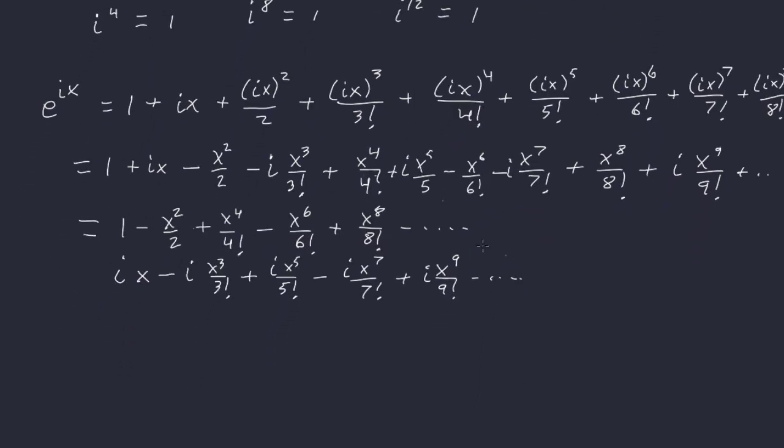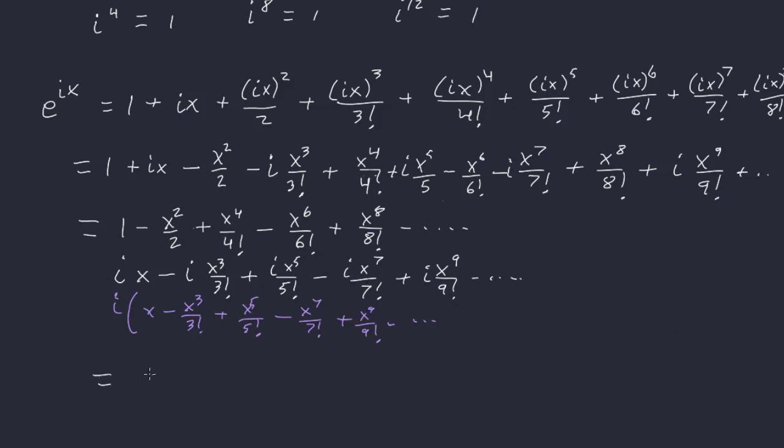And this piece up here is cosine. This piece here, I can factor out the i. Instead of writing the whole thing again, this will be i times x minus x cubed over 3 factorial plus x to the 5th over 5 factorial minus x to the 7th over 7 factorial plus x to the 9th over 9 factorial. Well, that is the series for sine. This is the series for cosine.